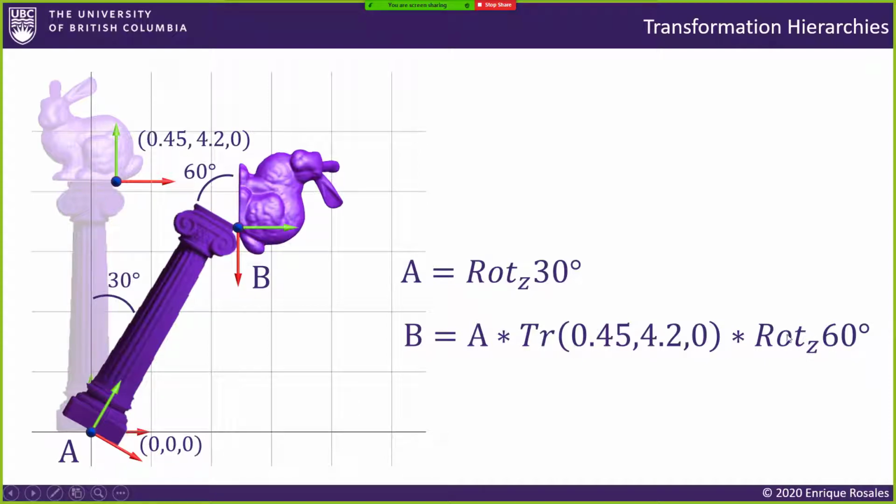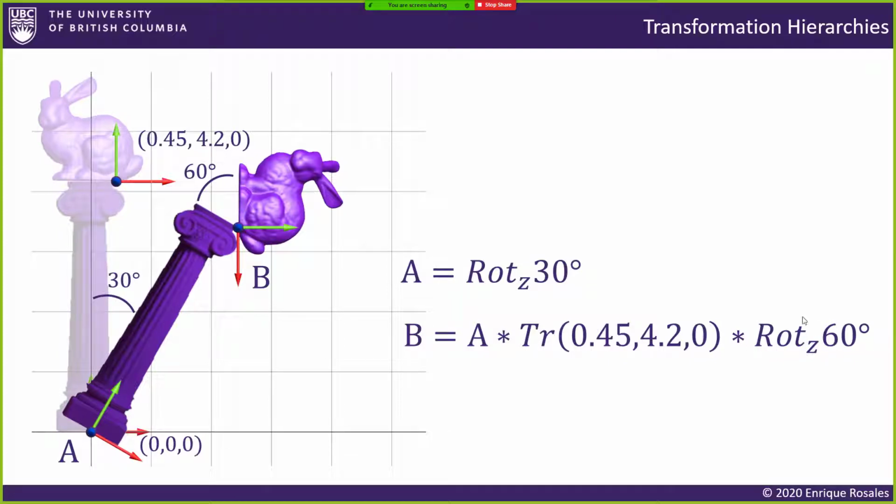Where's the rotation? Can you see my mouse? Yes. Here it says rotate 60 degrees. I don't see it. Oh, okay, it's blocked by the Zoom box. Okay, no worries. Sorry.